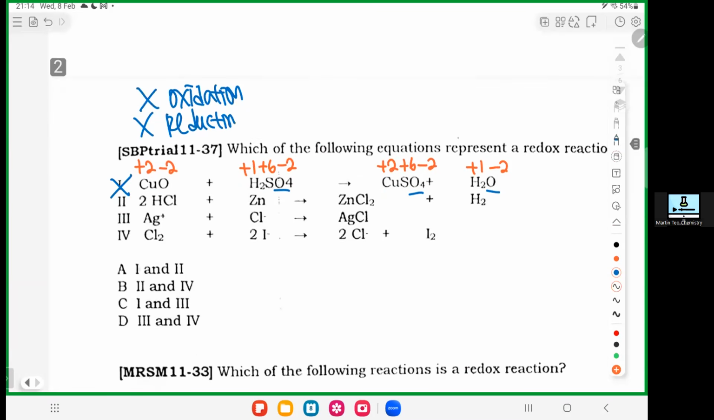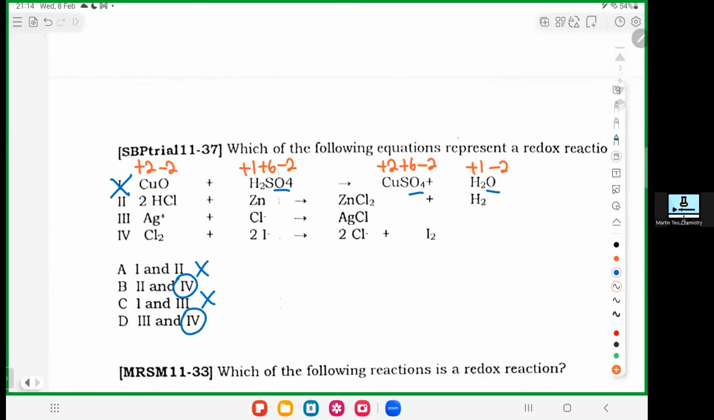So when 1 is wrong, this is 1, this is 1. Answers A and C are confirmed wrong. So if you want to guess B or D, yeah. So in objective questions, always throw away the wrong answers first. So now you don't even need to do number 4, because number 4 is confirmed correct already, isn't it? You only need to do number 2 or number 3. So let's do number 2.